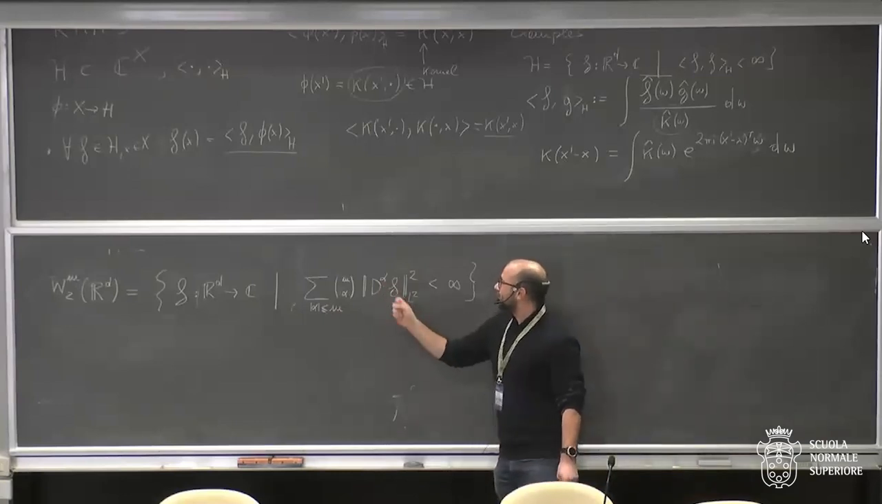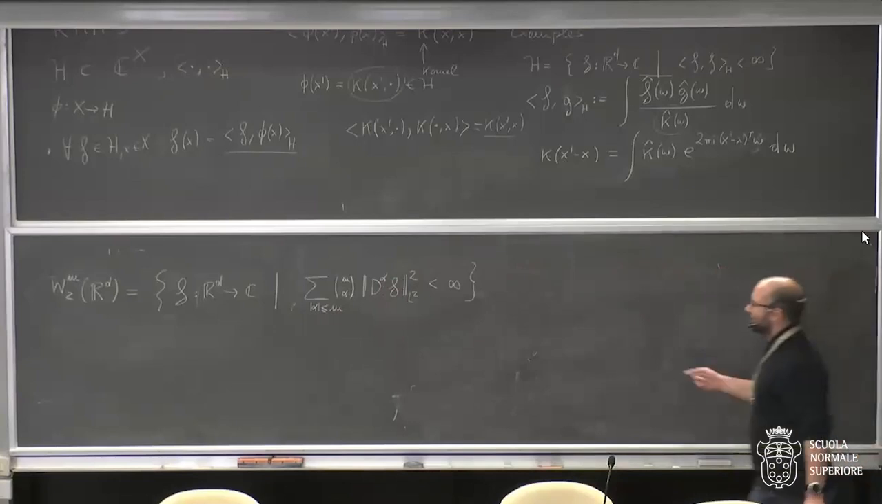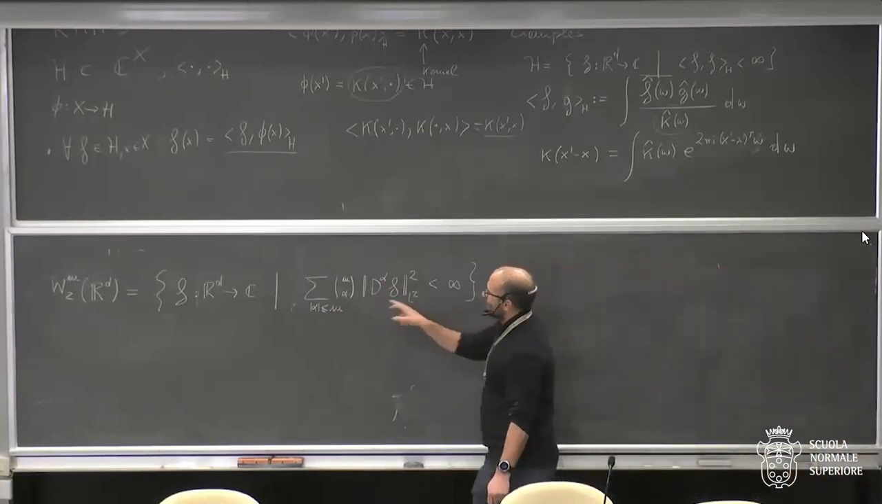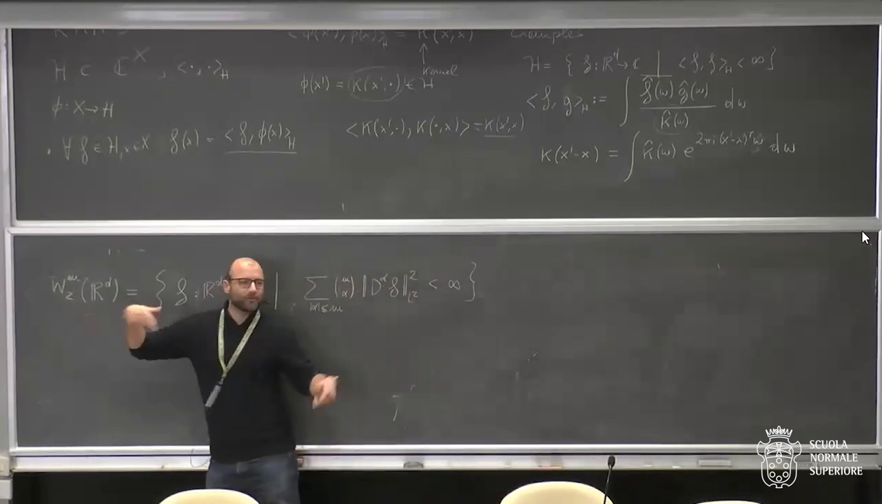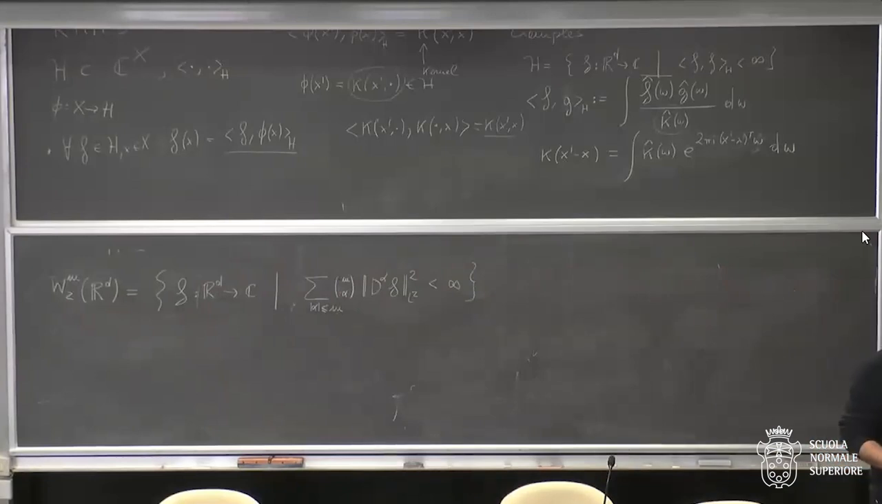So a function f admits weak derivatives up to order m, and those are square integrable. And this is the 2 here. This square integrability is because I put the 2 here. Of course, you can do L^p if you want, but we will not do that. It is a Hilbert space, indeed.